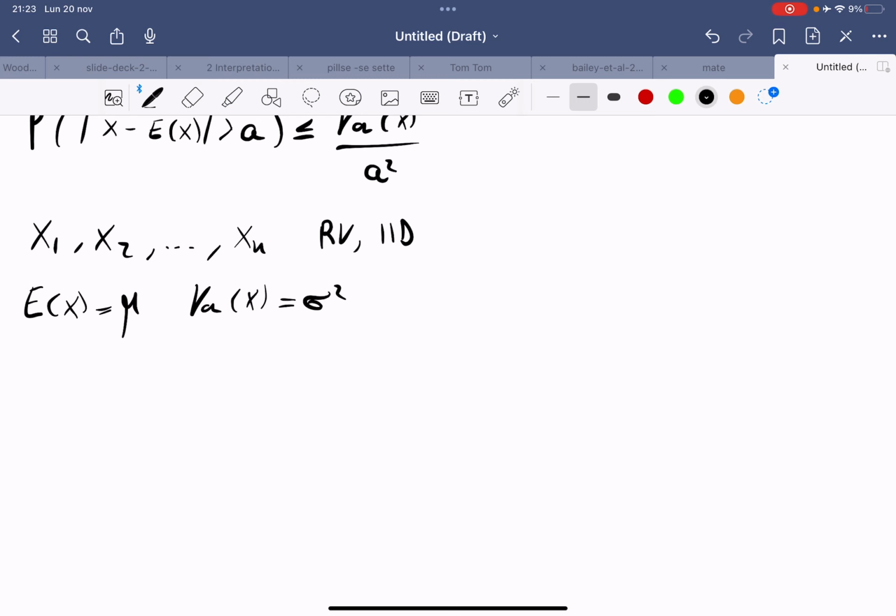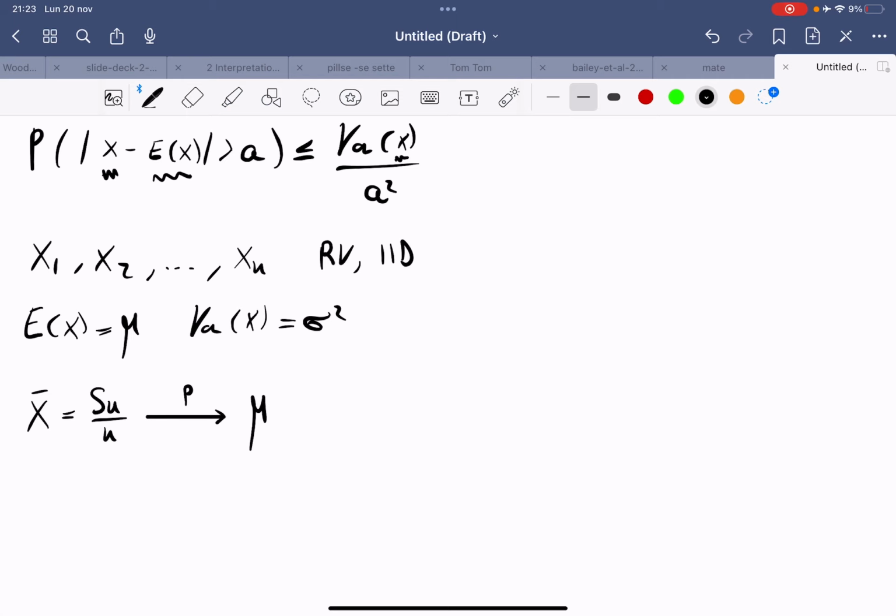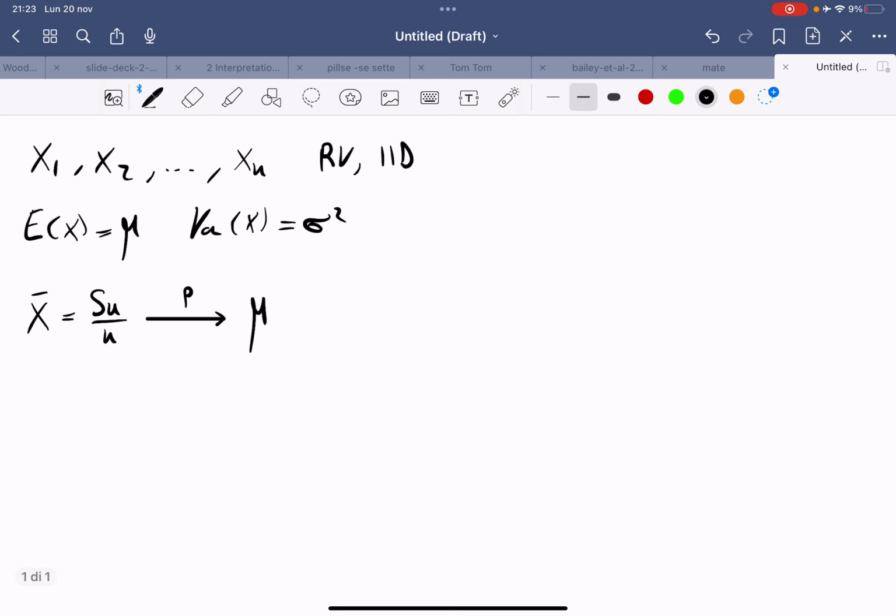So what we are going to do is substitute this argument here and here. We substitute the X with the sample average, X bar, that is equal to the sum divided by the number of observations. So the weak law of large numbers states that this quantity will converge in probability to mu. So how do we prove that? We take the Chebyshev inequality and in the place of X we insert the sum divided by n.